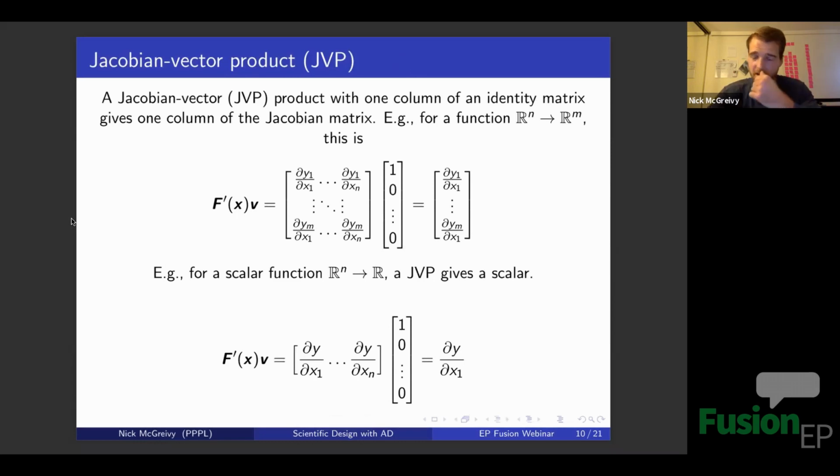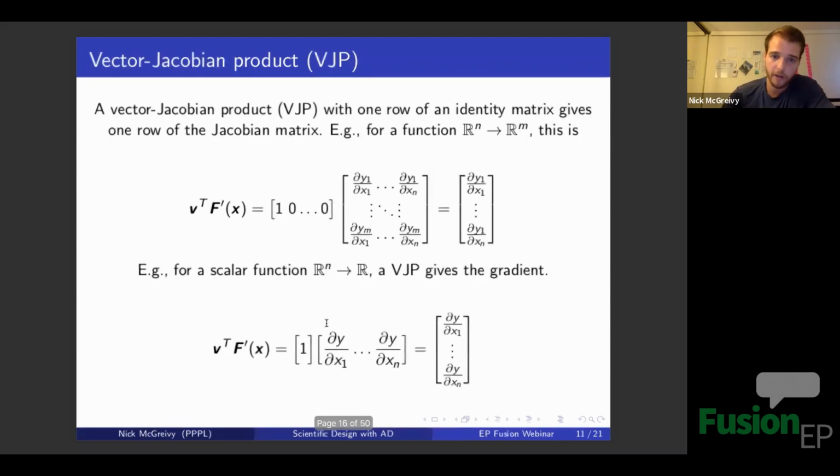Cool. So before we get into forward mode and reverse mode, there are 2 other things we have to understand: the Jacobian vector product, and the vector Jacobian product. What is a Jacobian vector product? If I have the Jacobian and I feed it a vector, which is a column of the identity matrix, then I get 1 column of the Jacobian matrix. For a scalar function, if I take 1 column of the Jacobian, I just get a scalar. So if I want the full Jacobian, or the gradient of a scalar function, the Jacobian vector product is not the way to go.